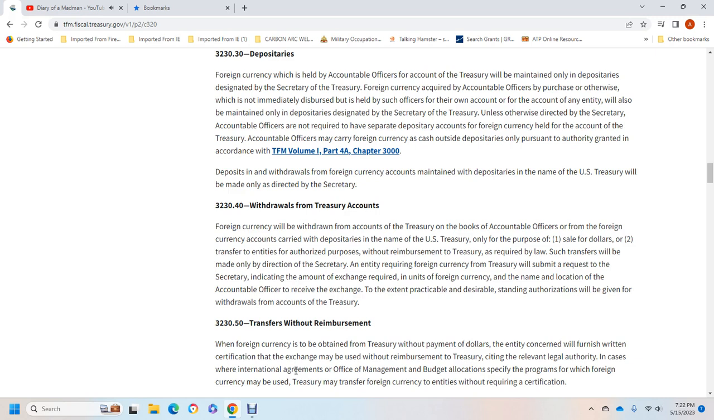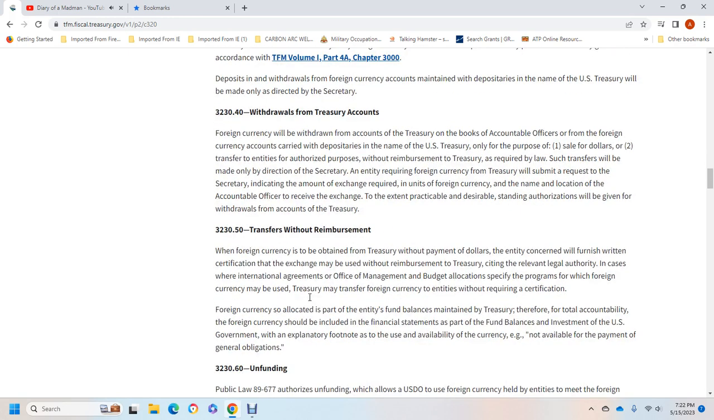Such transfer will be made only by the direction of the Secretary of the entity with the required foreign currency for the Treasury. It will submit the request for the Secretary indicating the amount of the exchange required until the foreign currency, with the name of the location accountable officer to receive the exchange, to the extent practical. Authorization will be given for the withdrawal of the account with the Treasury.